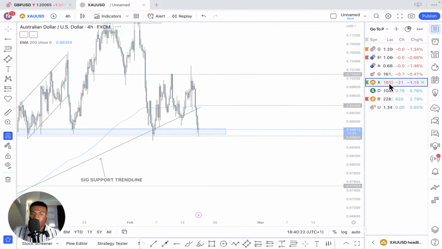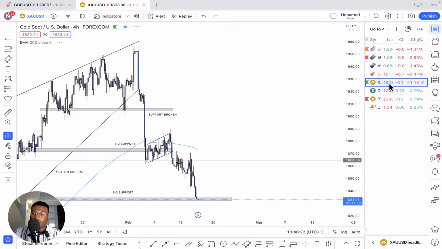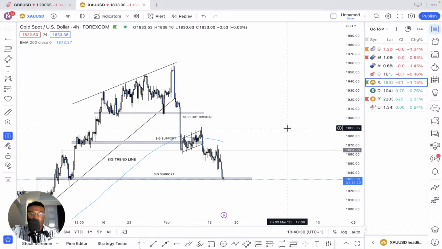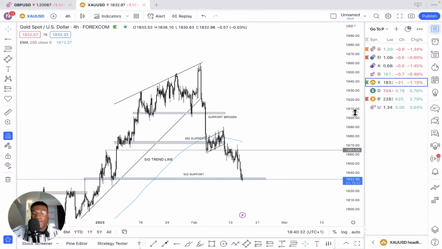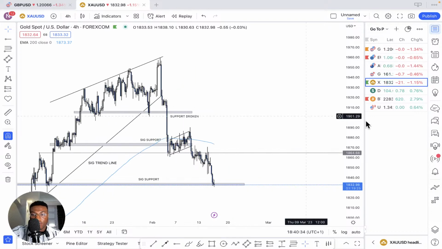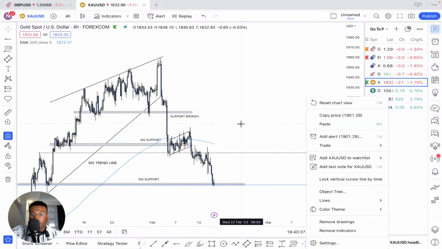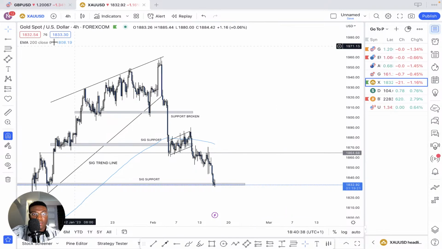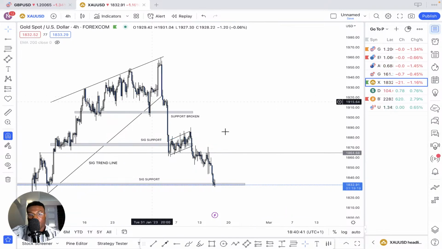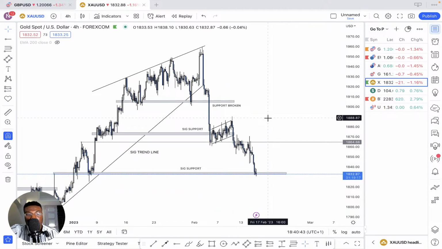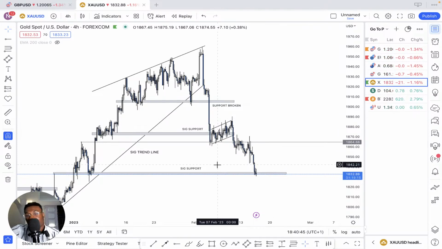Okay, I'll just look at gold lastly, before I take your questions, and also look at your preferred pairs as well. Let's take some of this off. Okay, the gold market is also currently sitting at a significant support level.